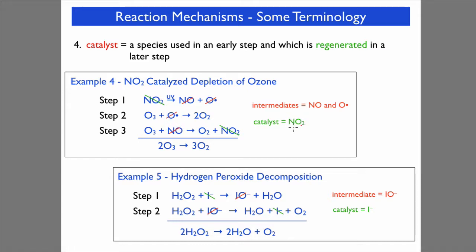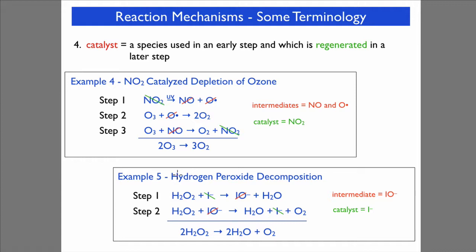Conversely, nitrogen dioxide here is present at the beginning of the first step, and it's used up, but then it is regenerated at step 3. Okay? And the overall reaction is here. And sometimes you'll see people write the catalyst just above that arrow.